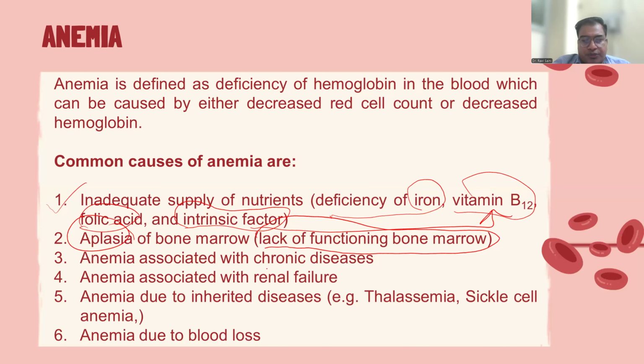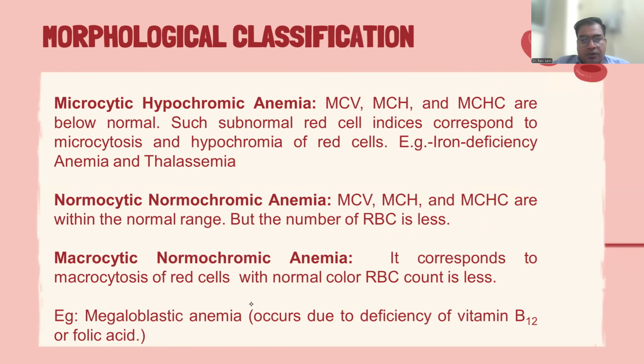Anemia could be associated with various chronic diseases. Anemia due to renal failure, anemia due to various inherited diseases, especially thalassemia, sickle cell anemia, or anemia could result due to loss of blood. These are the various common causes of anemia.